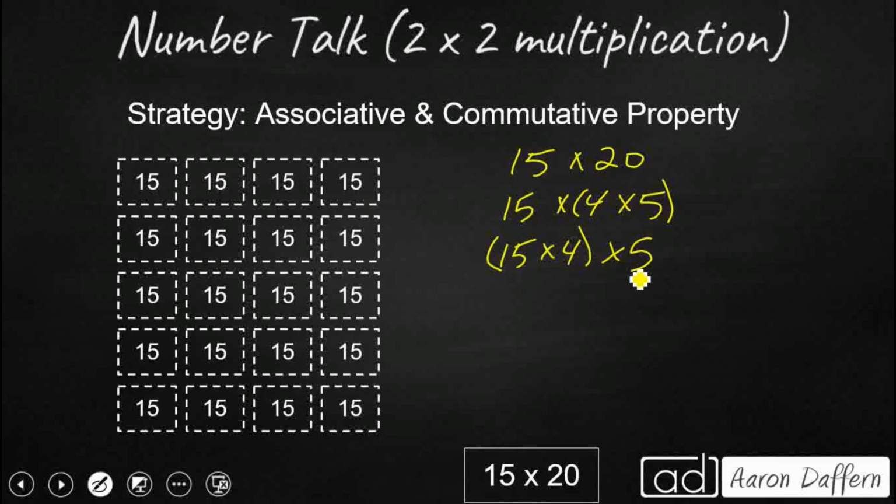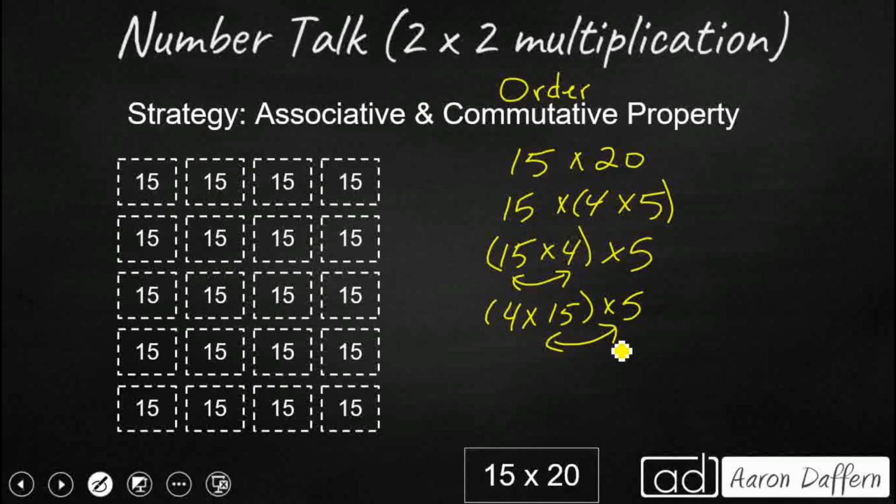But I really don't want 15 groups of 4. I'd rather have 4 groups of 15. So I'm just going to flip those. And that's what this commutative property does. It is the order property. It just lets me switch the order of factors here. So I've got 4 groups of 15 times 5.